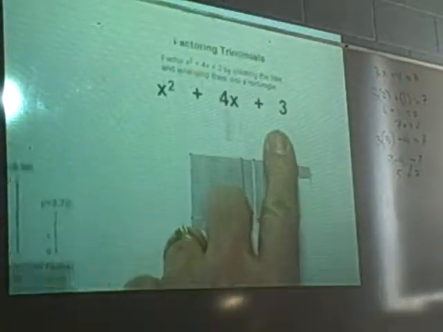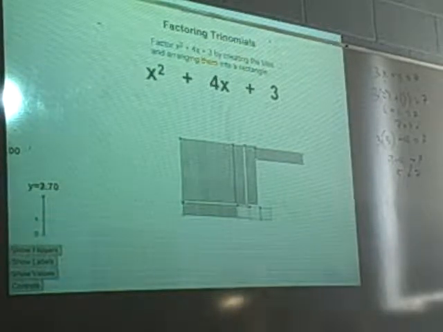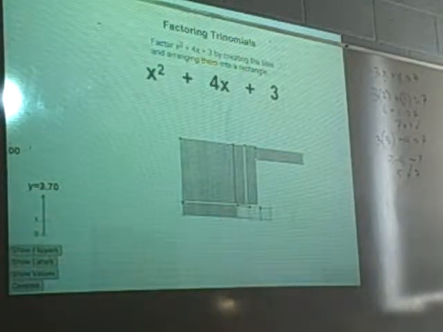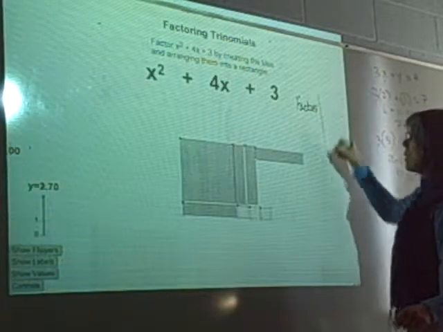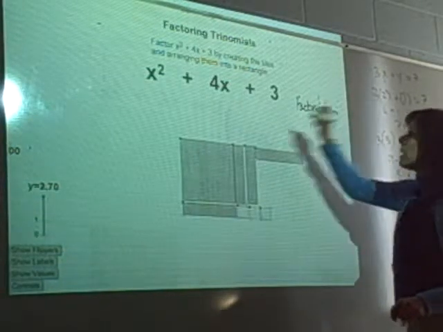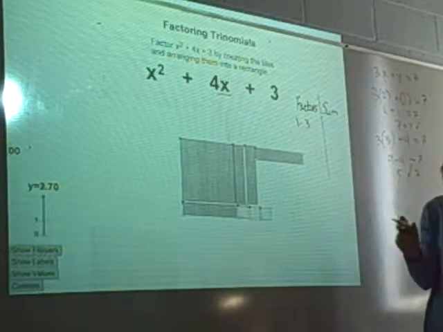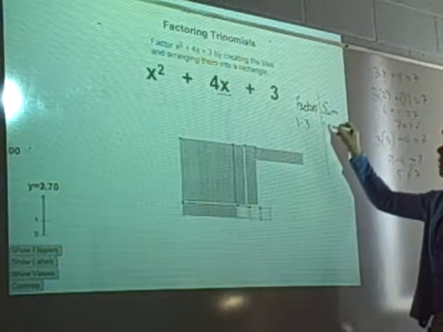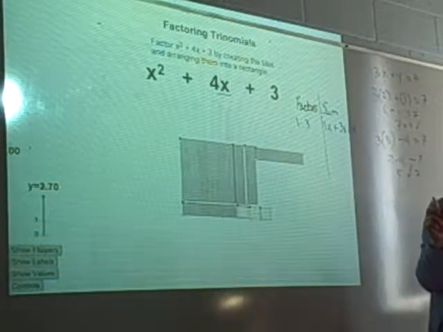What are the factors of 3 whose sum will give us a 4? Okay, so I know I'm always looking for factors whose sum is the middle term. So the factors in this case are pretty easy. It's 1 times 3, and I know that 1x plus 3x equals 4.